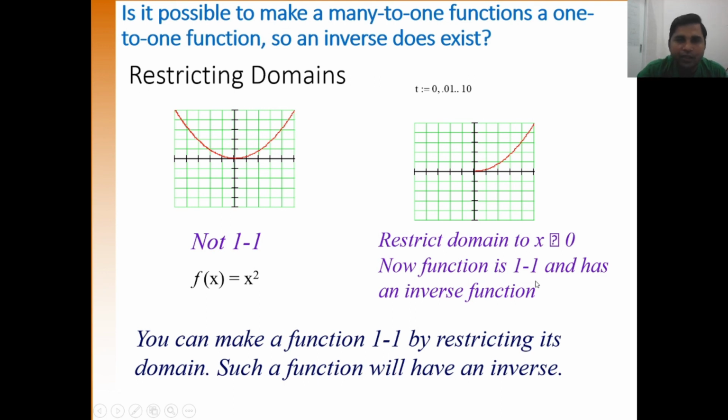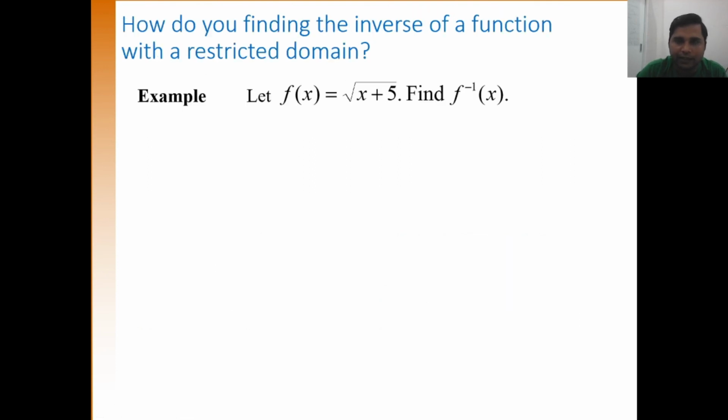So you can make a function one-to-one by restricting its domain. Such a function will have its inverse. So now it will have its inverse, which is the square root of x. If you do the process, y equals x squared, and then interchange x with y and y with x, you will get root x.